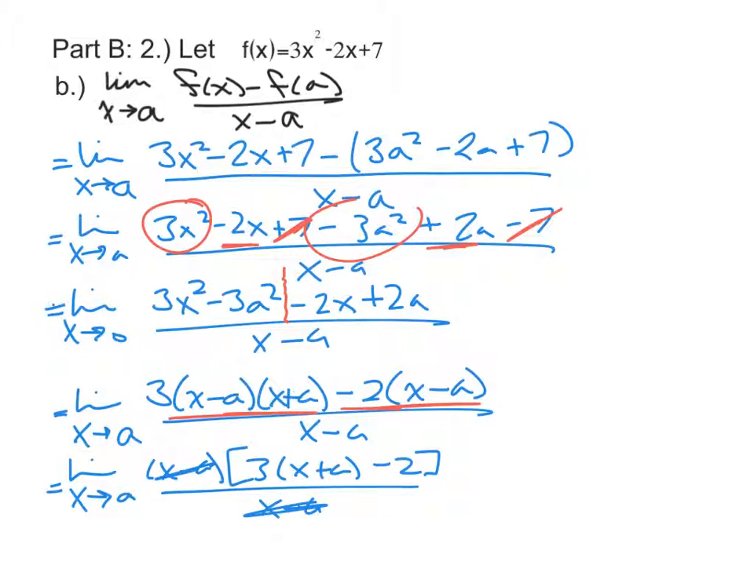These two factors can cancel, and the limit that we're left with is going to be the limit as x approaches a of 3 times x plus a, minus 2. So let's take that limit and turn this x into an a. That will be 3 times a plus a, minus 2, which is 6a minus 2.